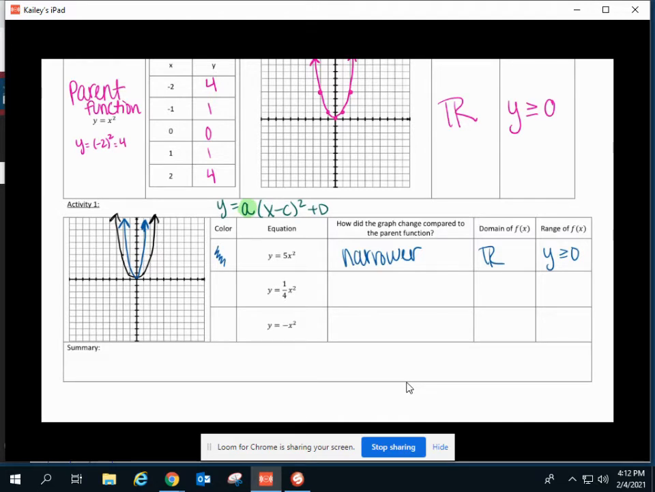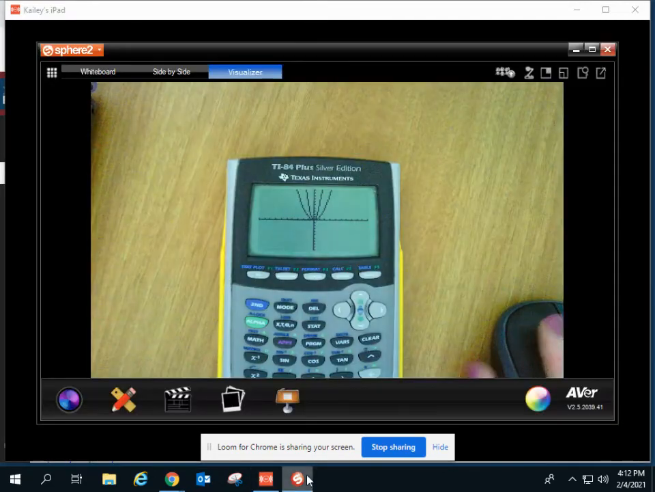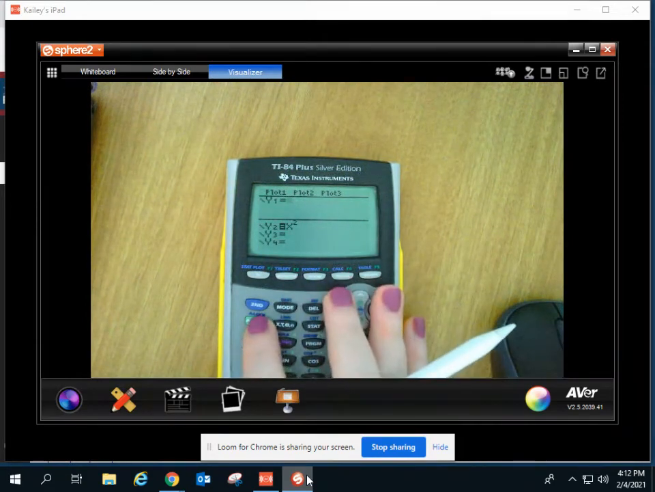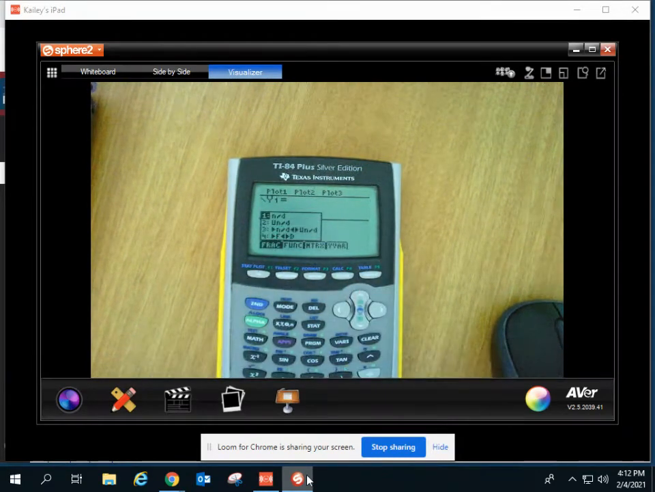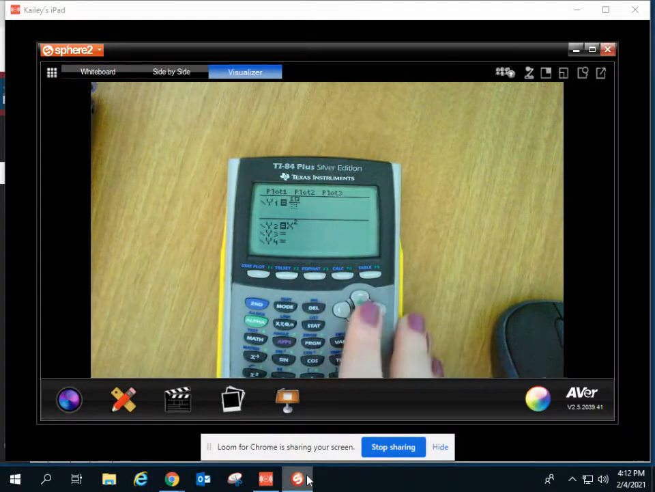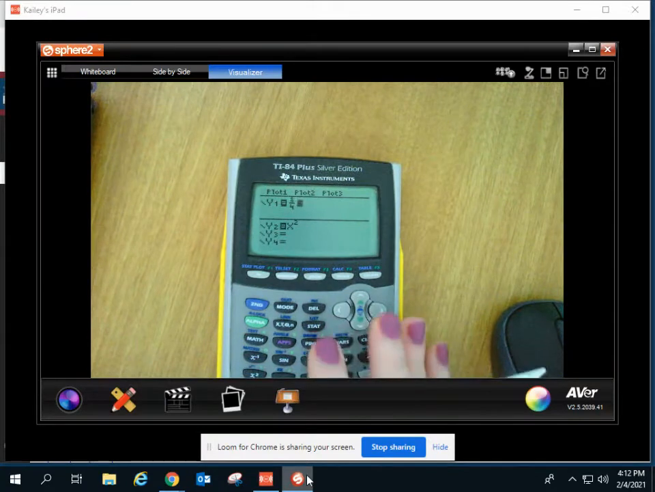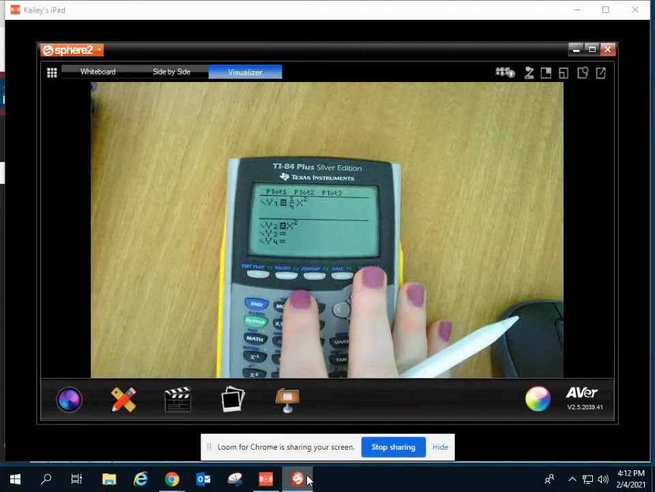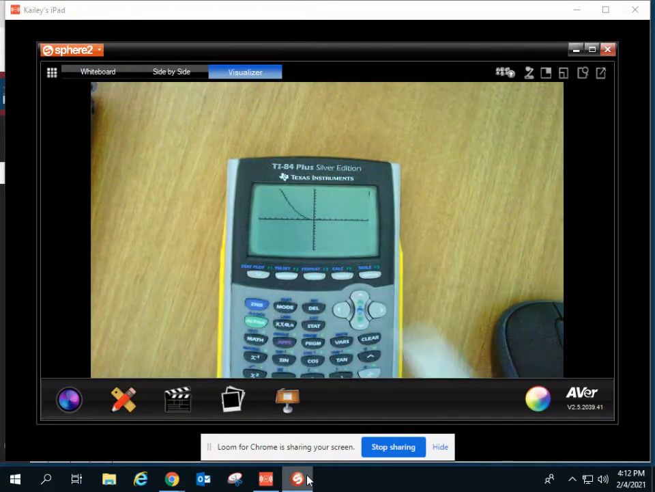Okay, so that's what it looks like when we've changed this number in front of the x squared to a 5. Now let's see what happens when we have a 1/4 in front of our parent function. So on my calculator, I'm going to change this function. Remember, alpha y equals, enter will give you that fraction. So 1/4 x squared, and then we'll graph it. So the first one we see will be 1/4 x squared.